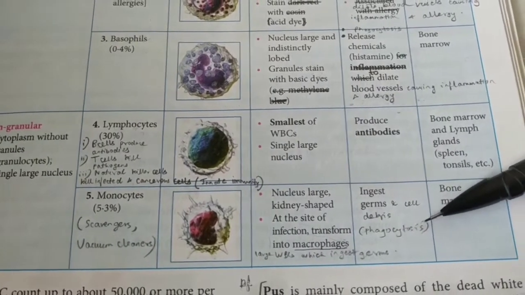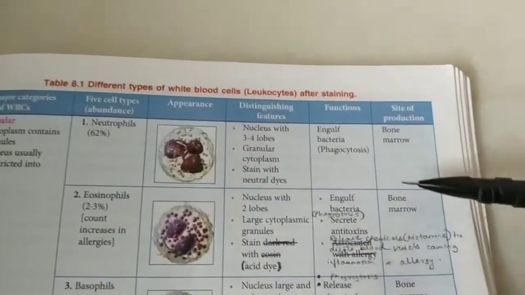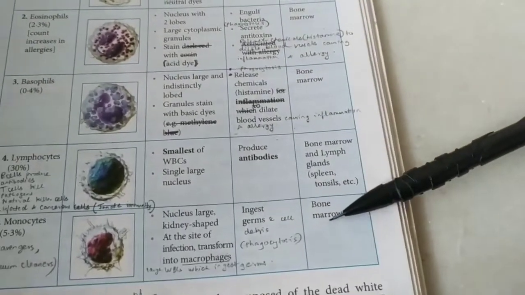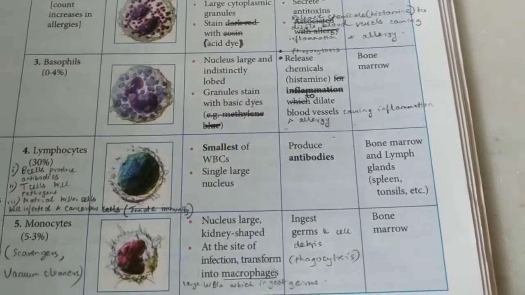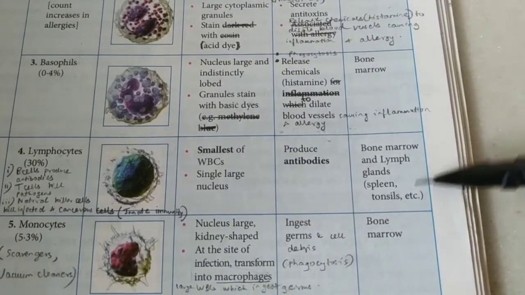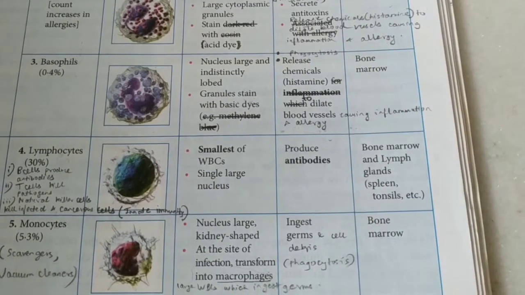Now, where are these WBCs formed? Mostly, as you can see, bone marrow, but the lymphocytes can be produced even in the lymph glands like spleen and tonsils, and that is why it's advised not to remove your tonsils unless it's absolutely important to, because then our immunity becomes a little weak.